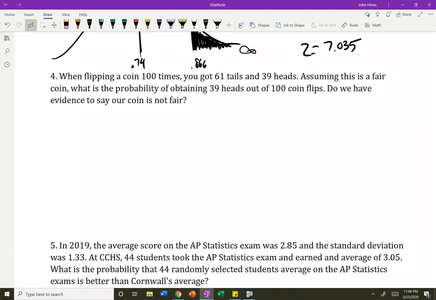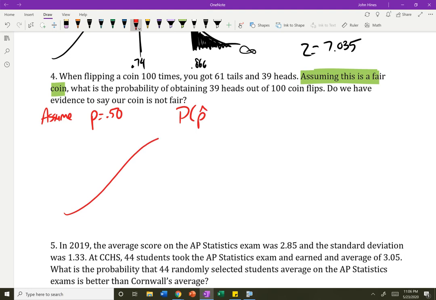So when flipping a coin 100 times, you got 61 tails and 39 heads. We're assuming this coin is fair, so we're assuming the true parameter, the proportion, is 50%. What is the probability of obtaining 39 heads out of 100? So what's the probability of getting a p-hat, let's see. Here's 50%. I'm all the way here at 39 or less. What's the probability that I get a p-hat less than or equal to 39? That's my sample proportion, 39 out of 100.